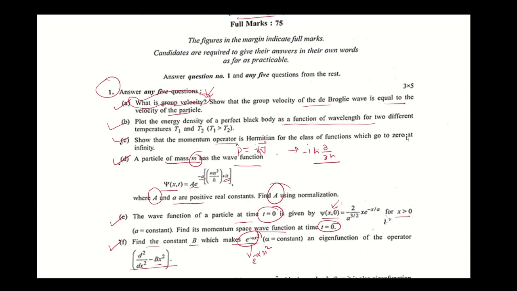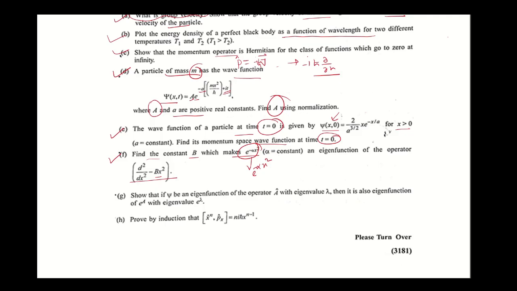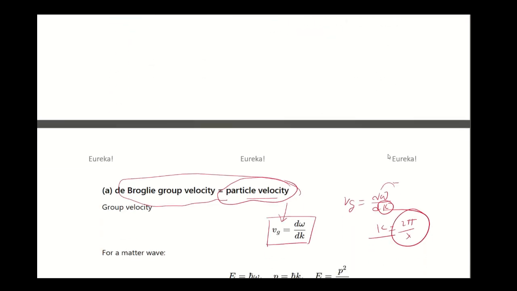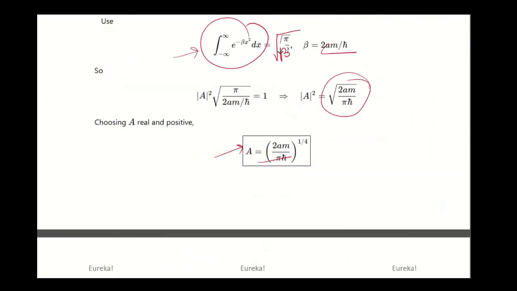Let's see what the question is. Question G: if psi is an eigenfunction of the operator A with eigenvalue lambda, that means A operating on psi gives lambda psi, then it is also an eigenfunction of e to the power A with the eigenvalue e to the power lambda. Very interesting question. Okay, so we can solve it.